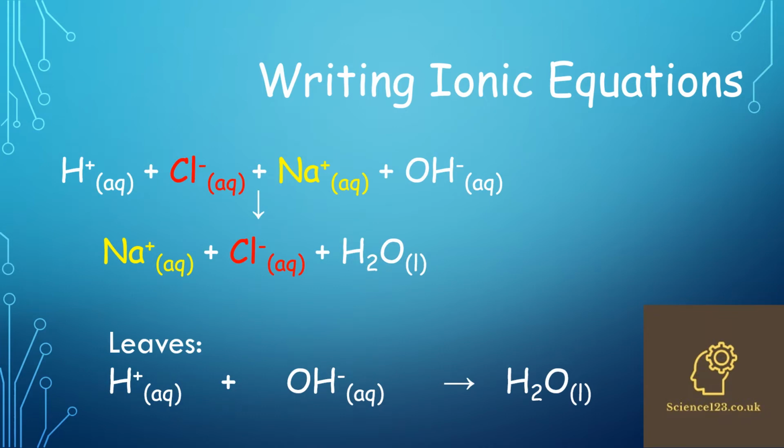Next, we look for spectator ions. Remember those that are not changed in a chemical reaction. On both sides of the equation, shown in red, we have a chloride ion, and we also have, shown in yellow, a sodium ion. We therefore take those out, which leaves H+ and OH- in the reactants and just the H2O liquid as a product. This is our overall balanced ionic equation.